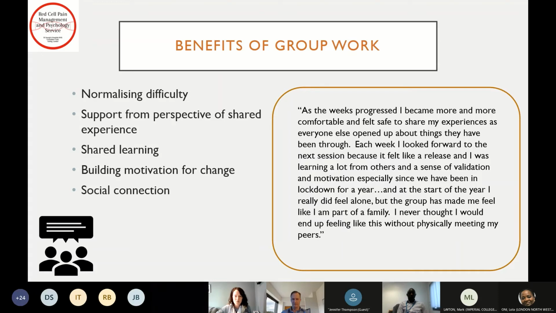She said, "As the weeks progressed, I became more and more comfortable and felt safe to share my experiences as everyone opened up about things they've been through. Each week I looked forward to the next session because it felt like a release, and I was learning a lot from others, a sense of validation and motivation, especially since we'd been in lockdown for a year. And at the start of the year, I really did feel alone, but the group has made me feel like I'm part of a family. I never thought I'd end up feeling like this, especially without physically meeting my peers." So that group effect has offered something really, really helpful for this individual.